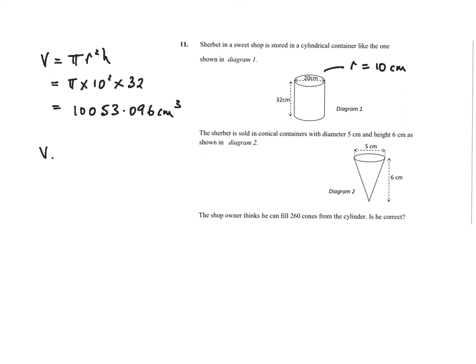Now the volume of the cone is 1/3 pi r squared h. 1/3 pi. The radius of the base is 2.5. So it's 2.5 squared, and the height is 6. That gives us 39.27.